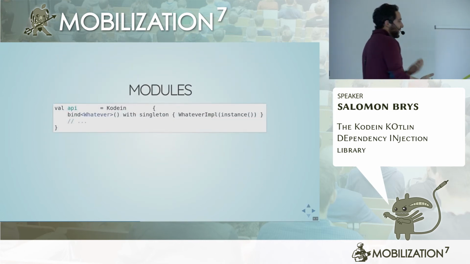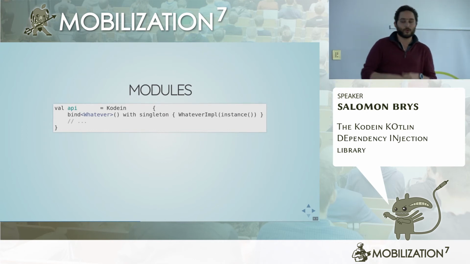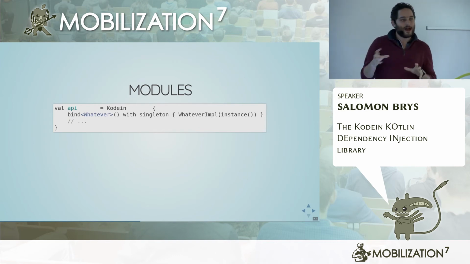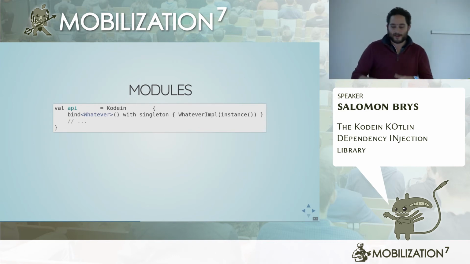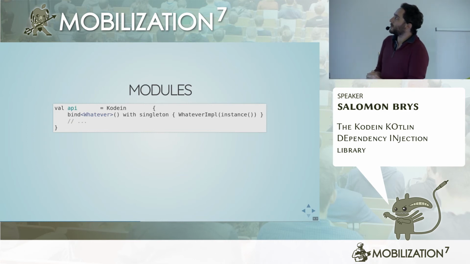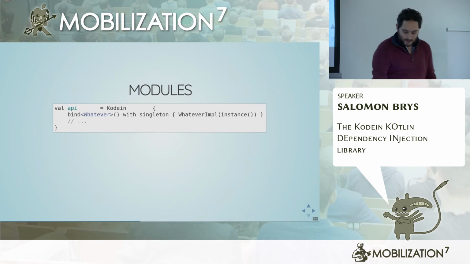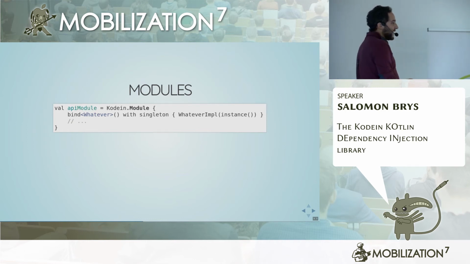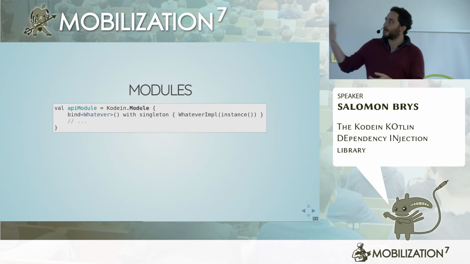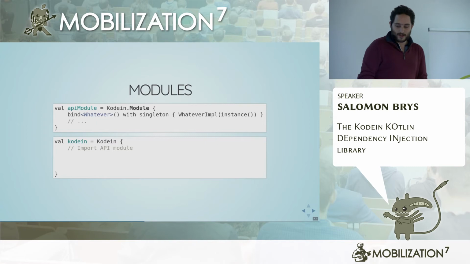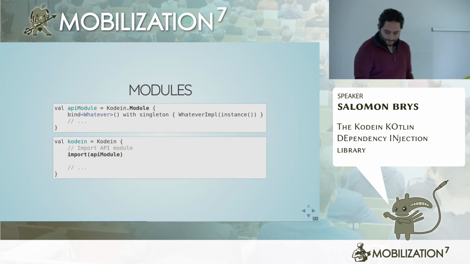Of course, a good dependency injection library should provide a way to modularize, because you want to have different teams have their own module and then import all those modules. So say that I have an API and I want it to be an API module. It's very simple. It's the exact same syntax, but you don't declare a Kodein object, you declare a Kodein module. Then when you create your Kodein object, simply import the module, and you're good to go. You can continue binding.